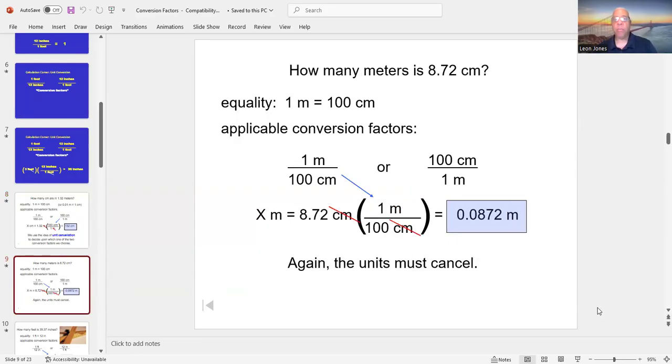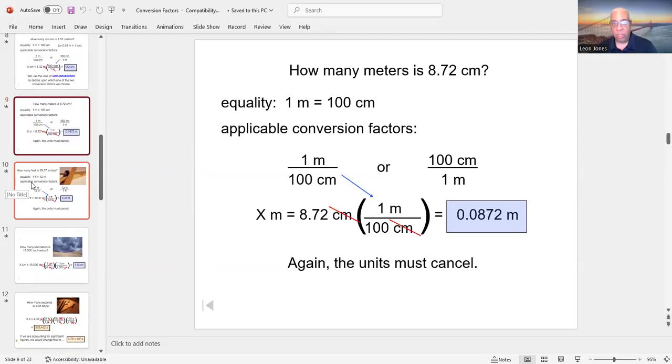How many meters is 8.72 centimeters? Again, 1 meter equals 100 centimeters. So the applicable conversion factors are, we have 1 meter to 100 centimeters or 100 centimeters to 1 meter. So we have centimeters. So we're going to meters. So now what are we going to do? We're actually going to divide this time. So I'm going to take 8.72 centimeters divided by 1 meter over 100 centimeters, and then I'm going to get 0.0872 meters. What happens to the centimeters? They cancel. This is how this works.